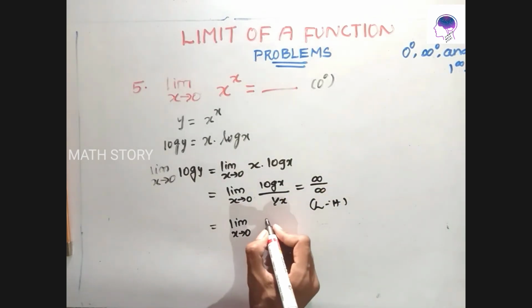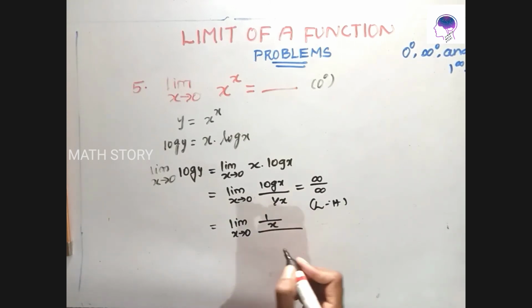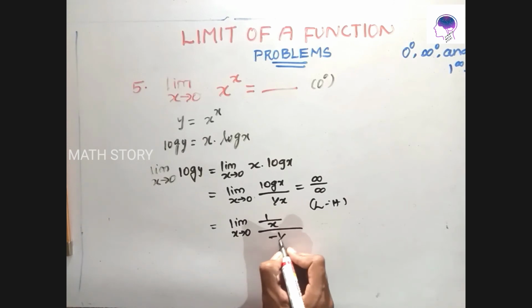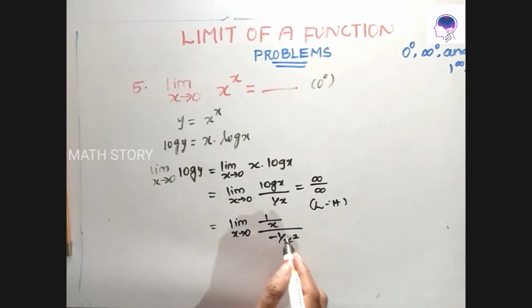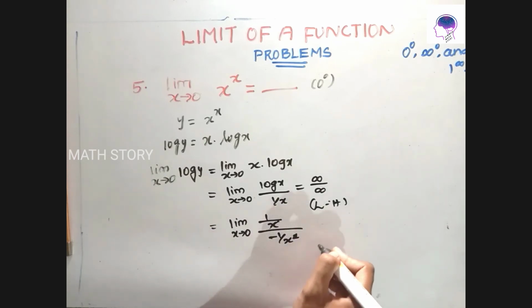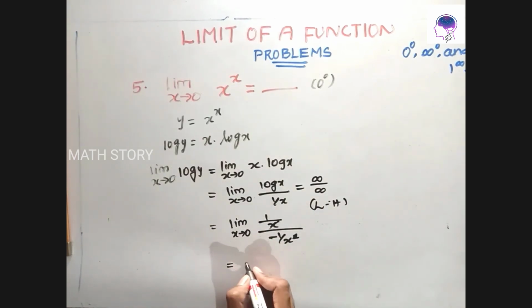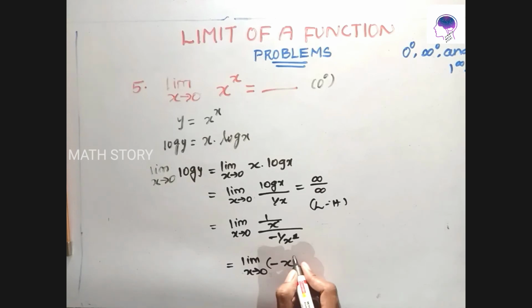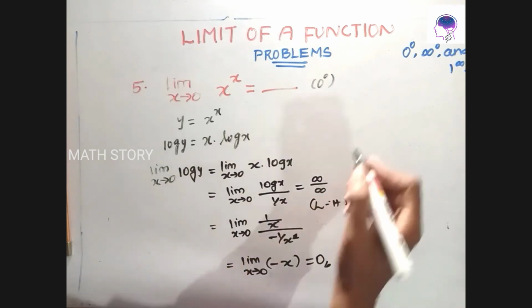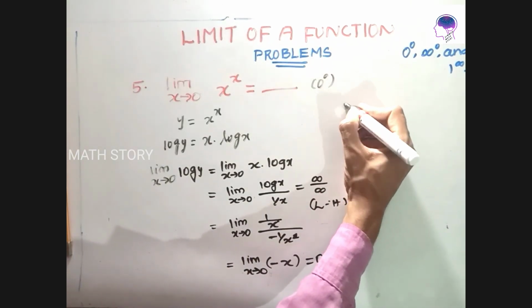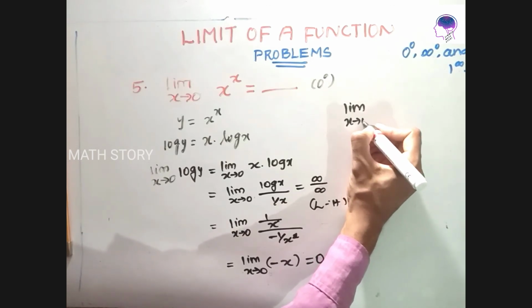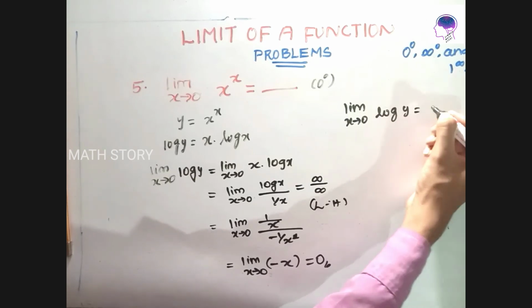So we differentiate the numerator and denominator separately. First, differentiating the numerator, we get 1 by x, and the denominator we get minus 1 by x square, right? I cancel out the x here, and we come up with minus x here, right? Applying the value of x, we get 0. This 0 is not the solution for the given problem, but now we are going to remove the logarithm on this side, right? The limit as x tends to 0 of log y equals 0, right?